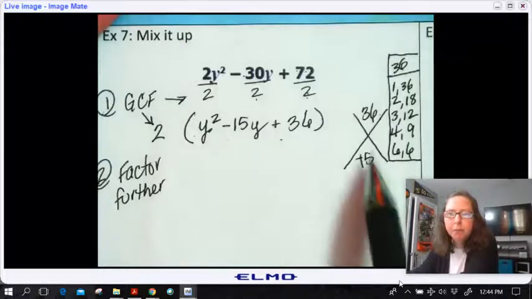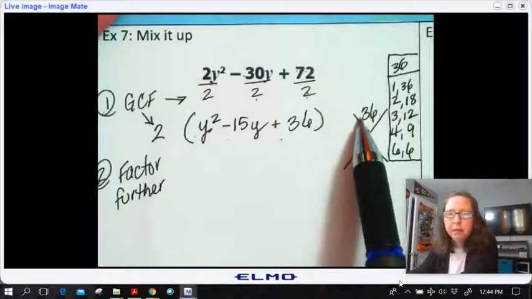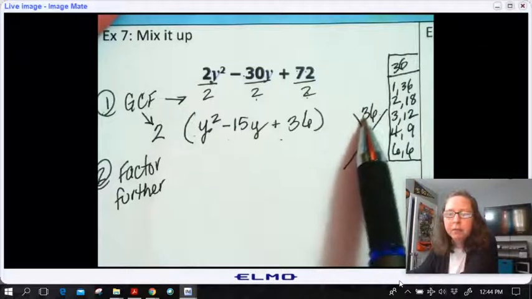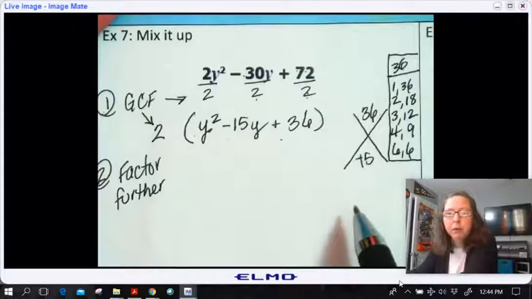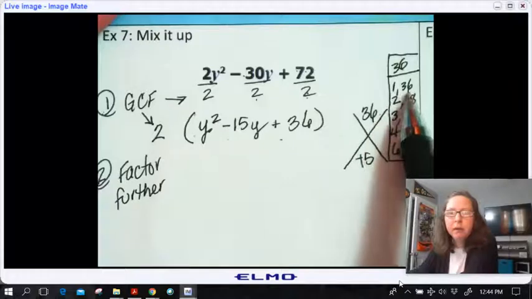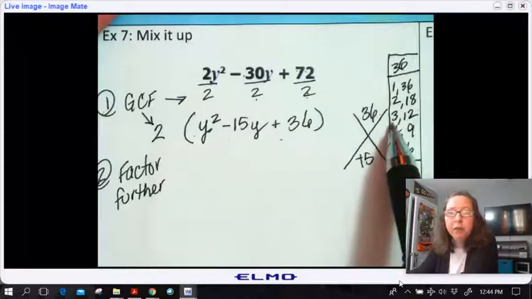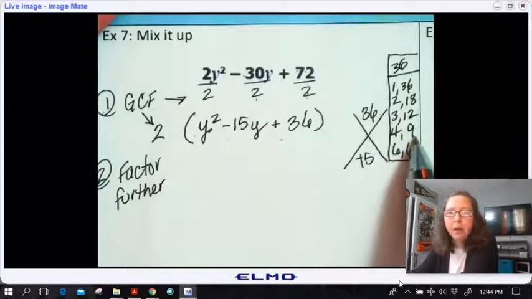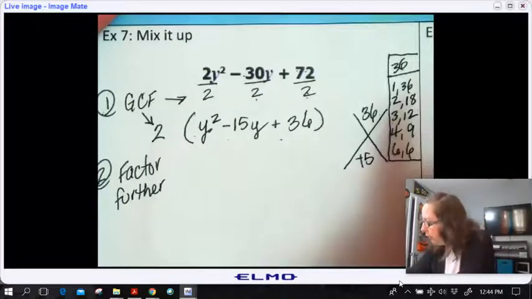So now which combination of these numbers do we believe that we could put together and get a negative 15? So if this is positive, the only way to get a positive 36 by multiplying 2 numbers is for them both to be positive or both to be negative. So let's see what would happen if we're just going to combine them, right? 36 and 1 is 37. 18 and 2 is 20. 12 and 3 is 15, so that looks promising. 9 and 4 is 13. 6 and 6 is 12. So the only one that I really noticed here was 3 and 12.